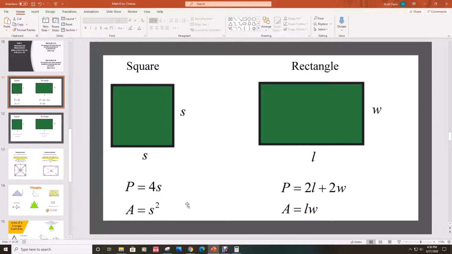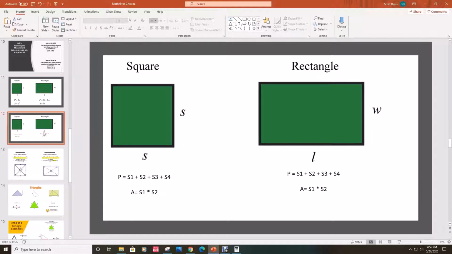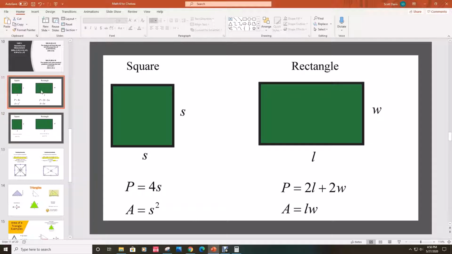4 times 4. But on a rectangle, you can't do that because this side is going to be longer than that side. That shows you the differences in those formulas and why they look the way that they do. They are kind of the same thing when I show you it broken down. It's side 1 times side 2, and then perimeter is adding all the sides together. But when you look at the actual given formulas, that's why they look different.